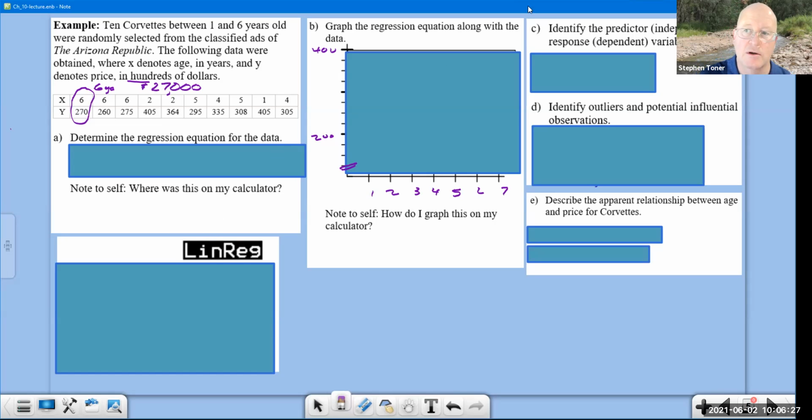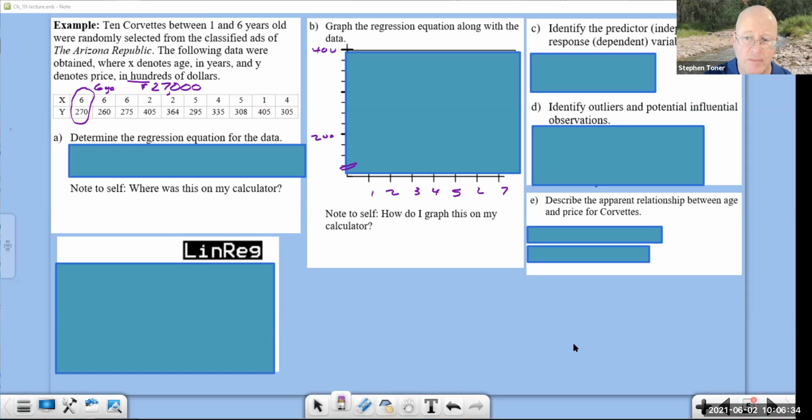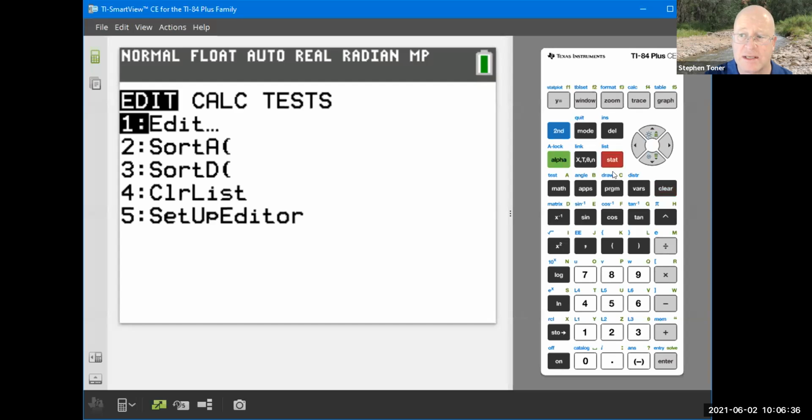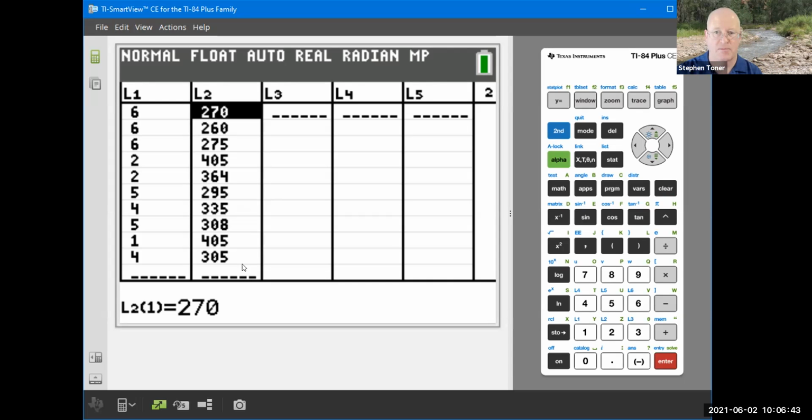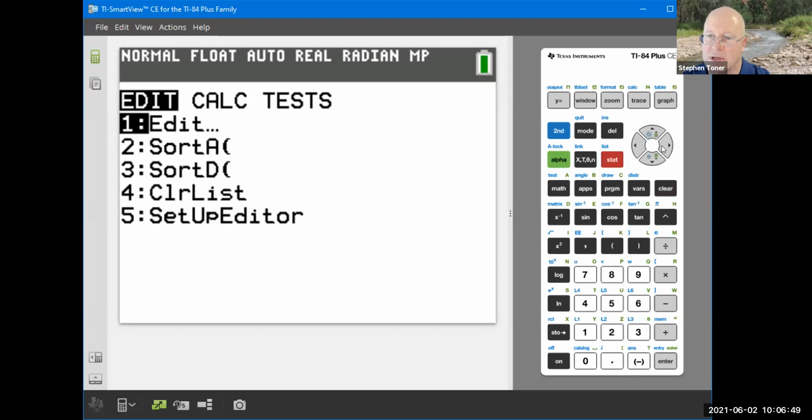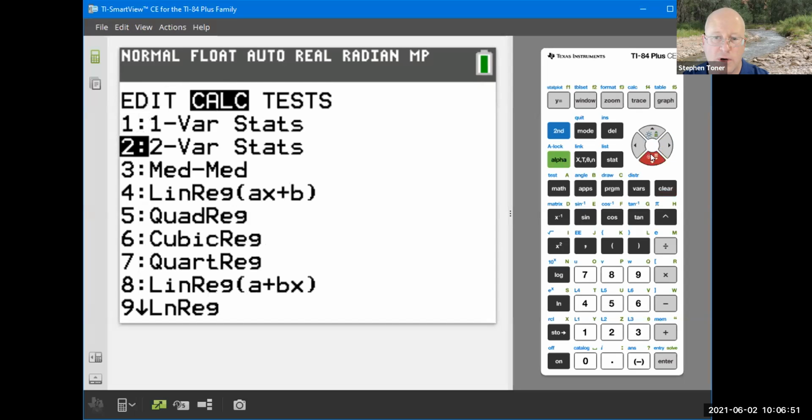So, okay, I'm going to go right now to our calculator. Let me switch screens to the calculator. And I've already got this data typed into my first two lists, as you have already done. Now, every time you do this, you're now going to hit your Stat button. You're going to go over to Calculate, and then we're going to go down to Choice 4. Now, there are different types of regression models.